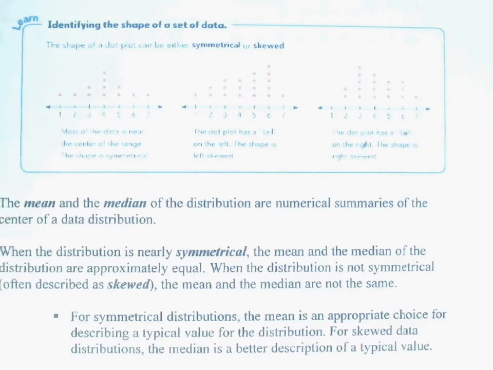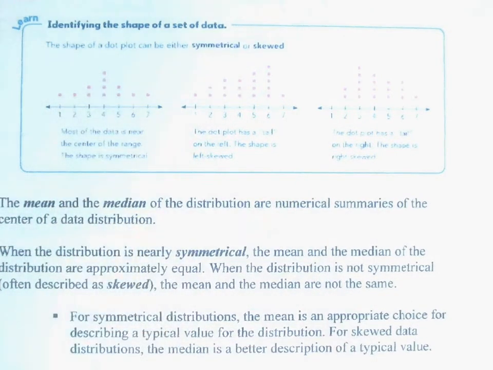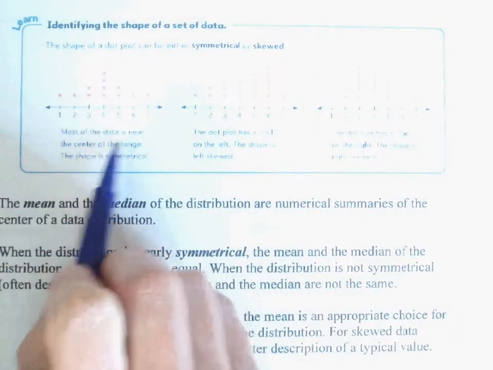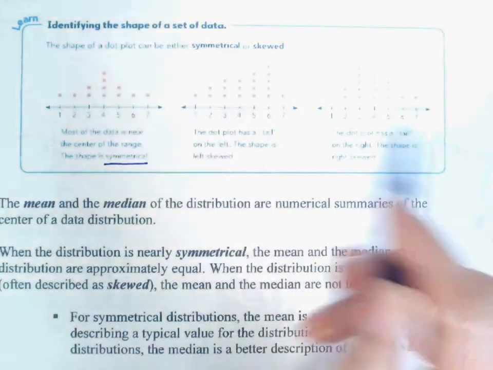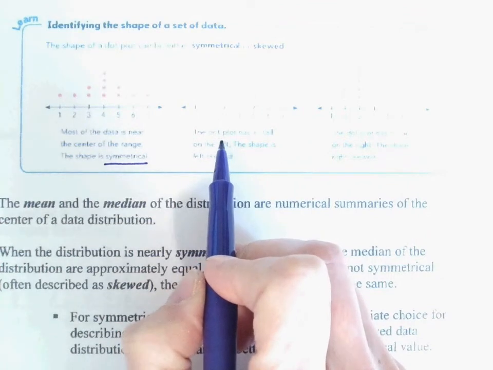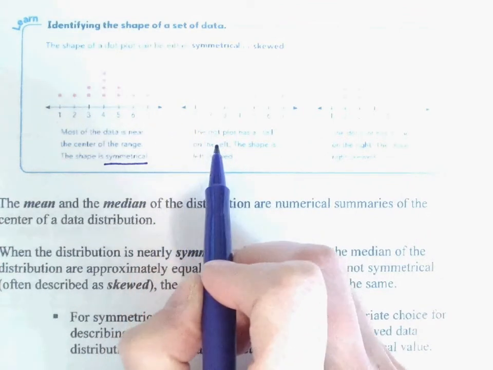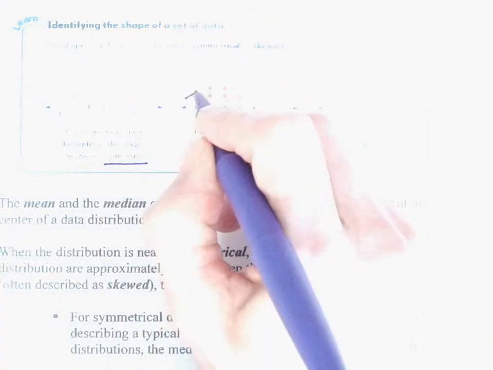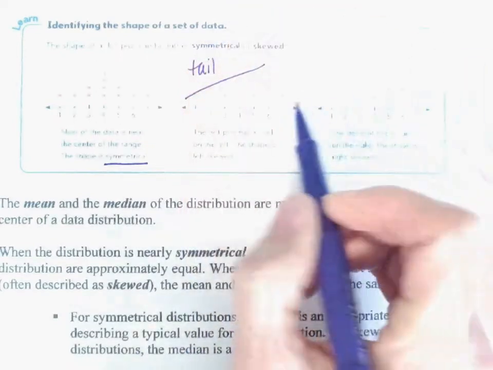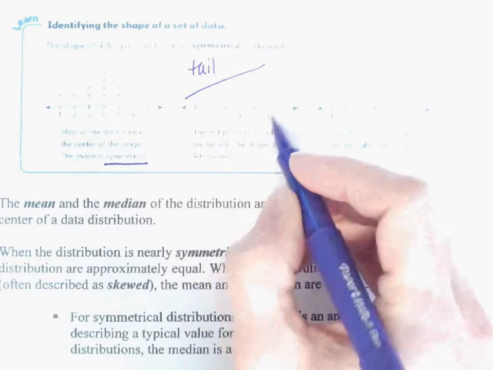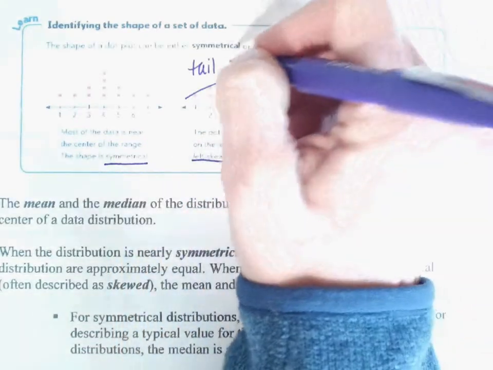But before we get into that, I just want to talk a little bit about the vocabulary. What I have here first, and I know it's kind of hard to see, it's not the best image that I could get, but when most of the data is near the center of the range, the shape is called symmetrical. Next, we have this dot plot, and again, this works for dot plots, histograms, box plots, but when the tail, so this is called the tail, trails off to the left, that is called left skewed. So tail on left, we'll write that in there.